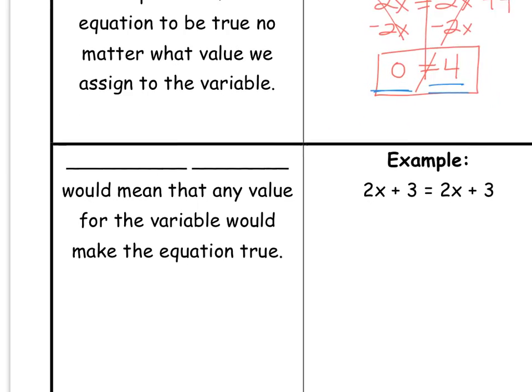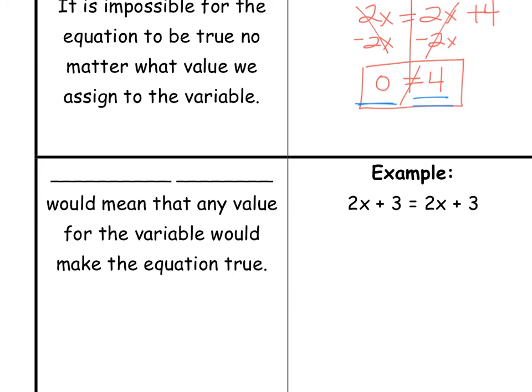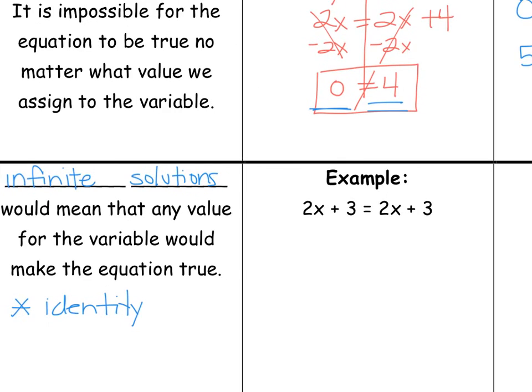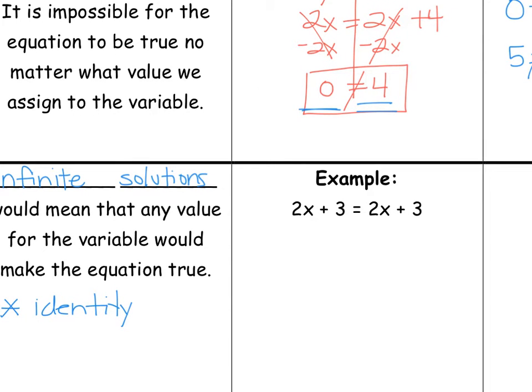The second type of special case we have is where any number will work when we solve the equation, and that's called infinite solutions. Another name for infinite solutions is also identity. So if we look at this equation right here, 2x plus 3 equals 2x plus 3, if I choose to let x equal 1, I will get 2 plus 3 equals 2 plus 3. And that's 5 equals 5, so that works.